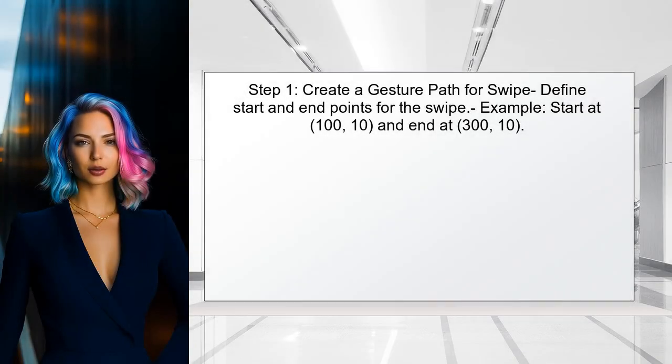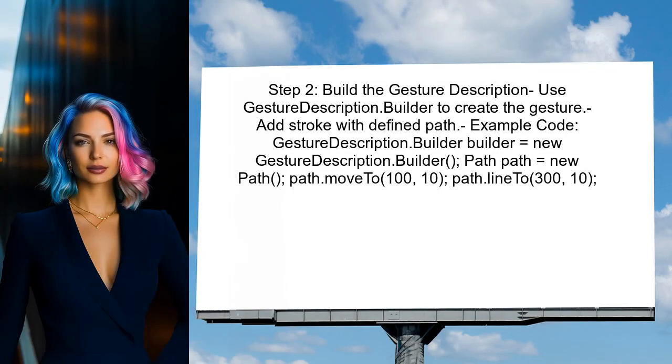AccessibilityService. To perform a swipe on the screen using the AccessibilityService, the user should first create a gesture path that defines the swipe action. This involves specifying the start and end points of the swipe. Next, the user should build the gesture description using the GestureDescription.Builder. This is where the user adds the stroke that represents the swipe action.